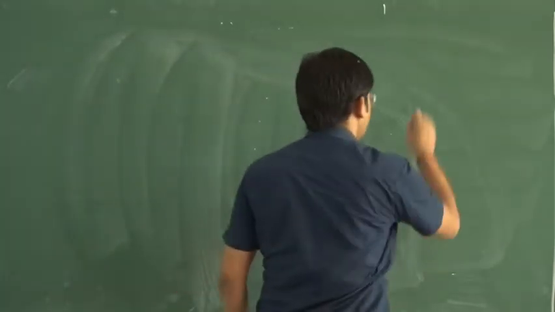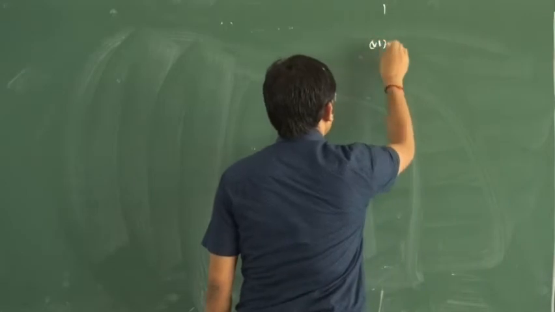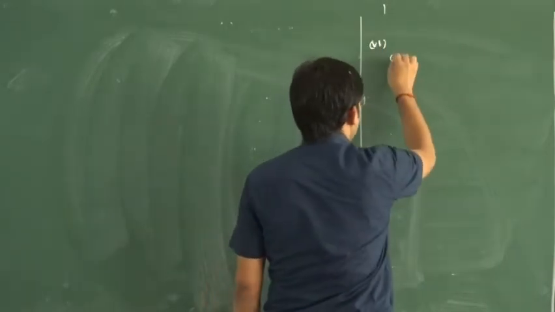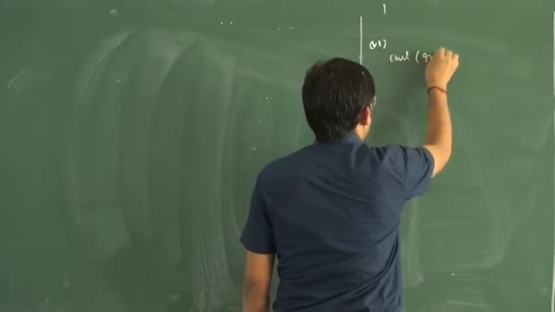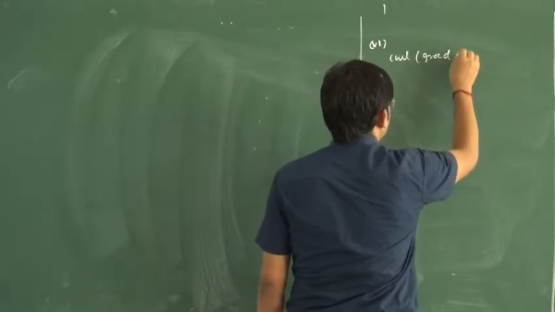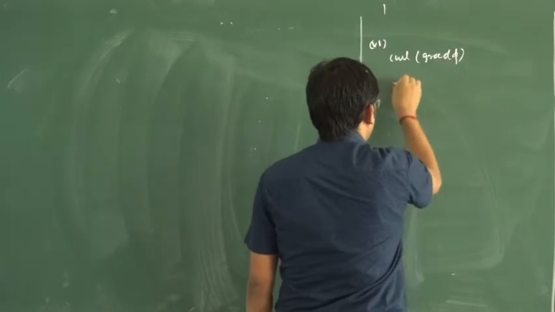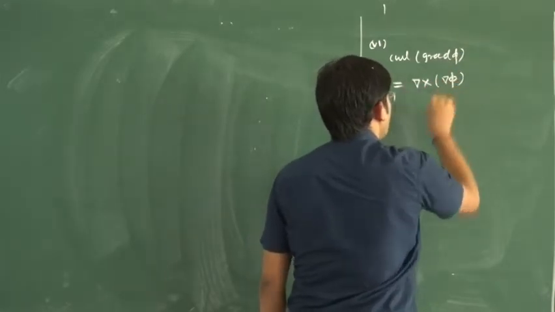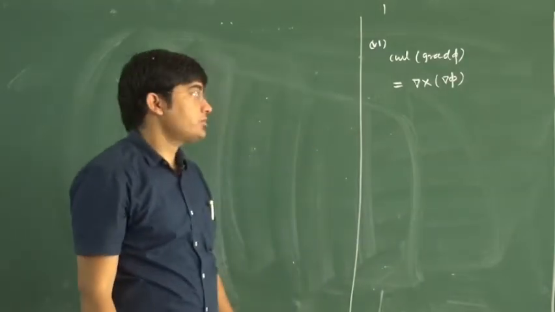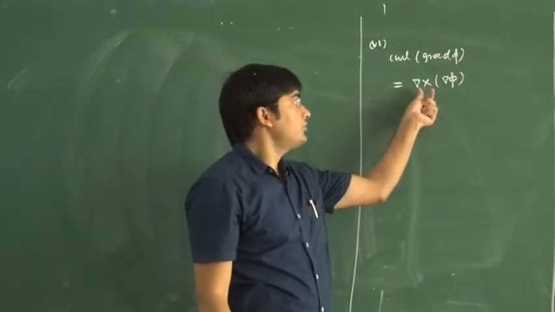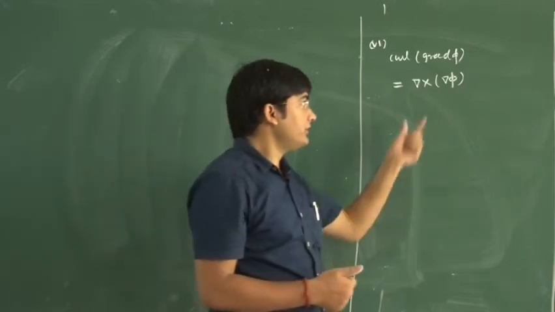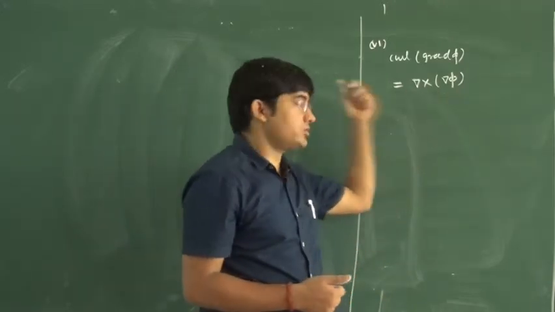So for the 6th part we have to evaluate curl grad phi. Although this can be written as del cross del phi. This is your del cross del phi. And if you take the cross multiplication, then you can see that it is exactly 0. But let us prove it with the help of the definition.